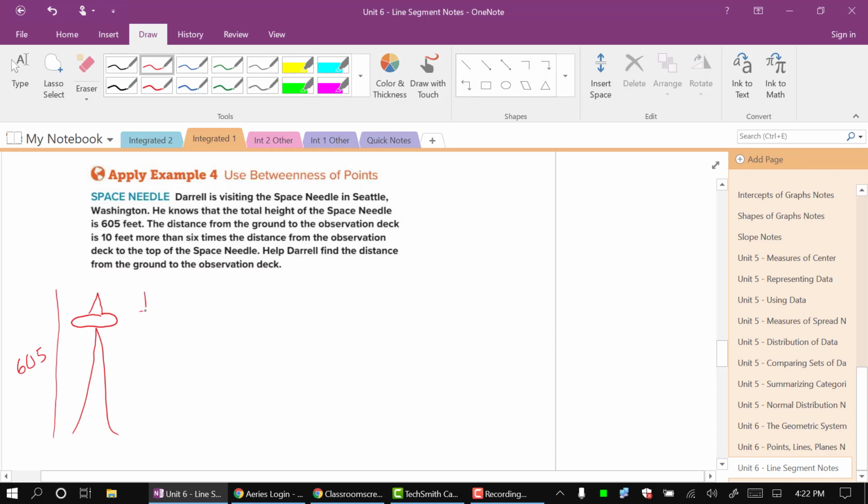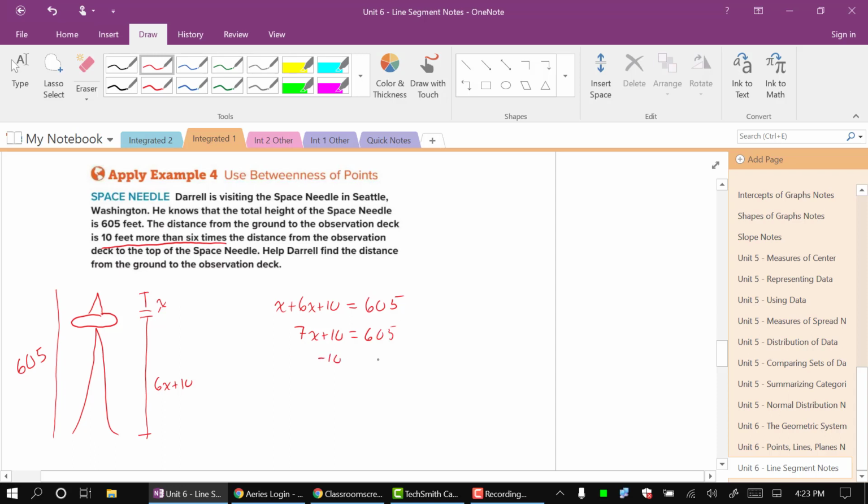So whatever this part is, this part down here is 6 times that, and then 10 more than that. 10 more than 6 times. Well, if the whole thing's 605 feet, this is going to be x plus 6x plus 10 equals 605. Collect my x's, that gives me 7x plus 10 equals 605.